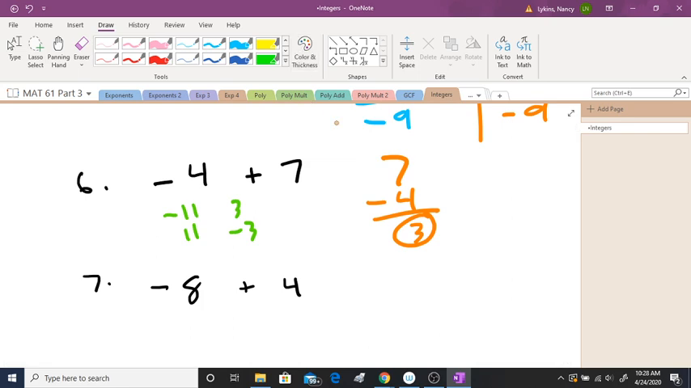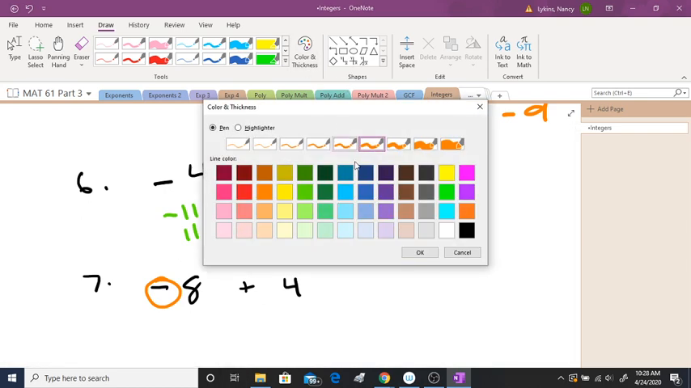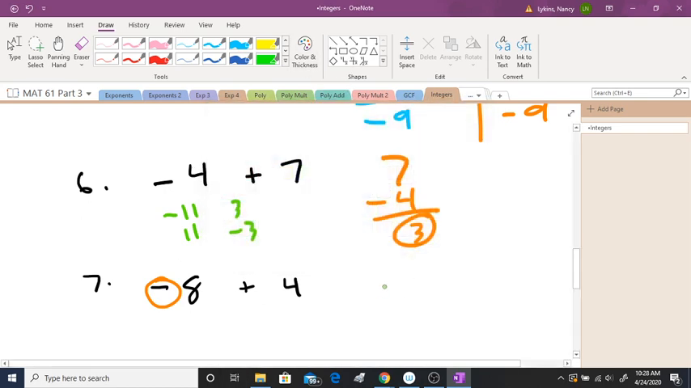Let's try this one. Now I've got 4, +4, and I've also got a -8. So since that 8 is bigger, I'm going to say, okay, you owe me 8, you pay me back 4, you still owe me money? Well, yes, you do. How much you owe me? You owe me 4. So when you owe me, it will be negative.